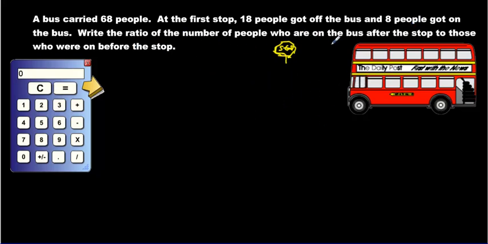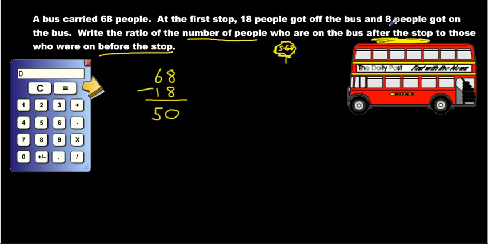Write the ratio of the number of people who are on the bus after the stop. After the stop. So we want the number of people after the stop to those who were on before the stop. So you have to put these ones first, the ones that are on after. So how many are on after the stop? Well, let's think about this here. We have 68 people to start. The bus stops. 18 people got off. They got this subtraction. We have 50 people remaining.